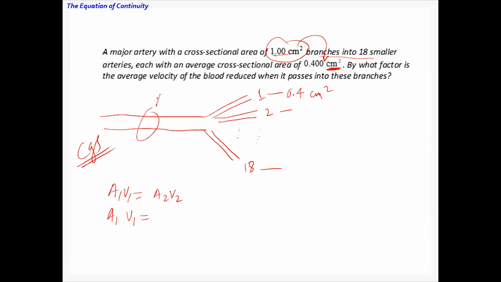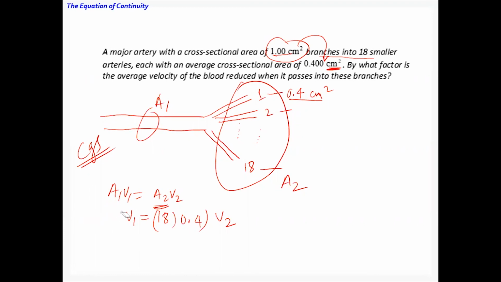What is A2? A2 is, there are 18 of them, right? So this is your A1 here. This is your A2. Okay, so A2, there are 18 of them, so each of them has 0.4. So 18 times 0.4, that's your A2. Then you need to find the velocity V2. Okay, so you have the A1 also, right? A1 is 1. So what is your V2 then?